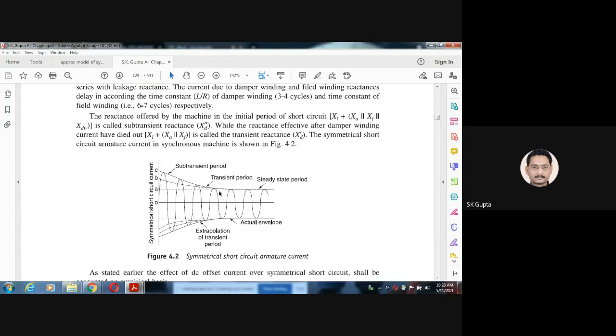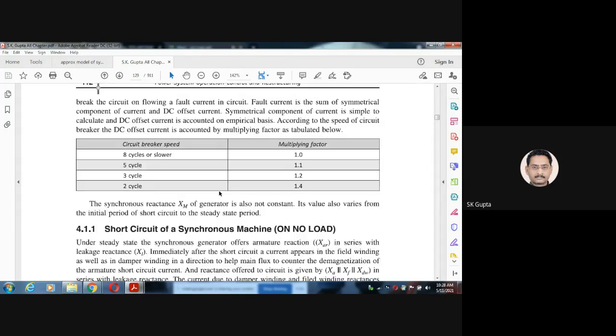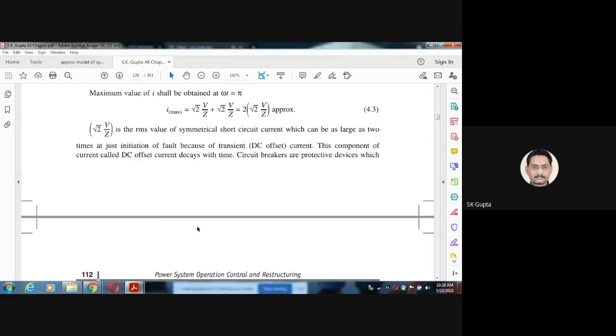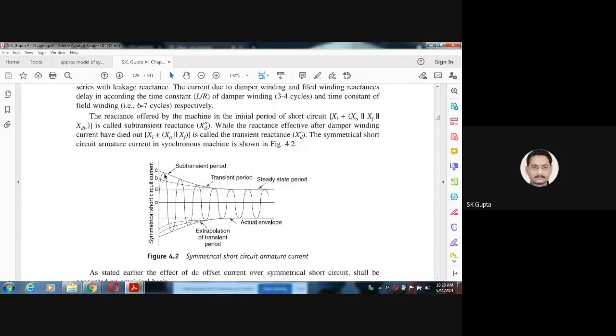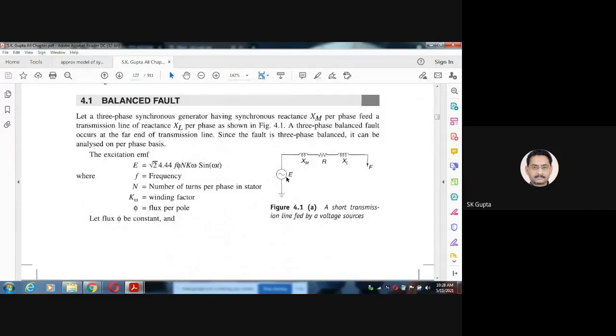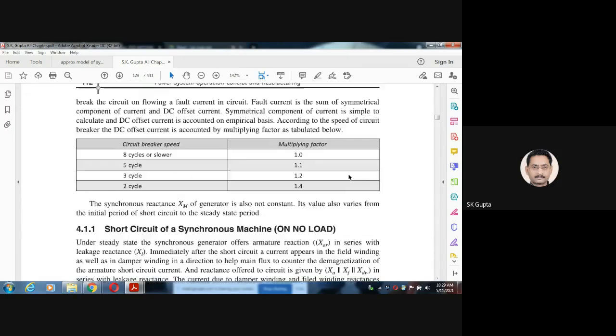But in fact, the natural component of current is also there. So this should also be added here. So further this will be modified. So in this way, finally you can say the approximate model of the synchronous machine will be E, which is not constant, it varies, and this axis is also varying. This is the approximate model of the synchronous machine.